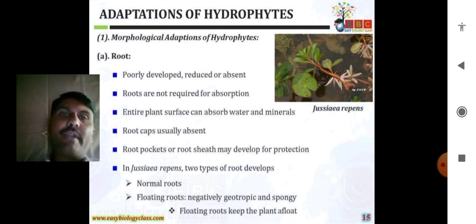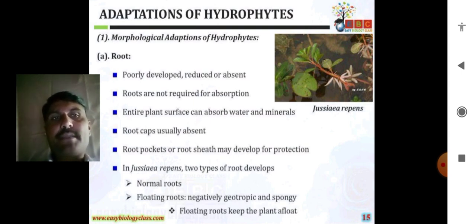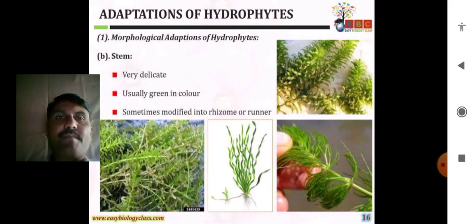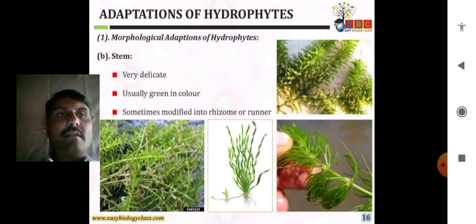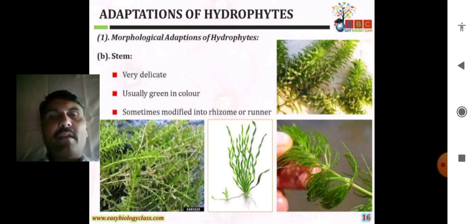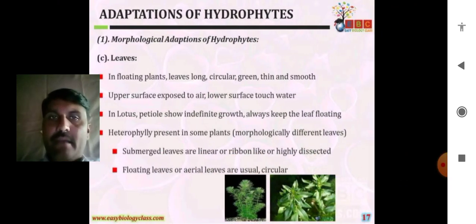With regard to the floating roots, they are negatively geotropic and spongy, and they help the plant to float. Next to that is the stem. Here are four diagrams: Chara, Vallisneria, and many more. Stems tend to be delicate and green, sometimes found to be rhizome or runner-like.